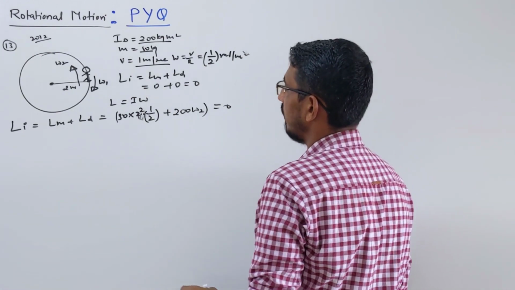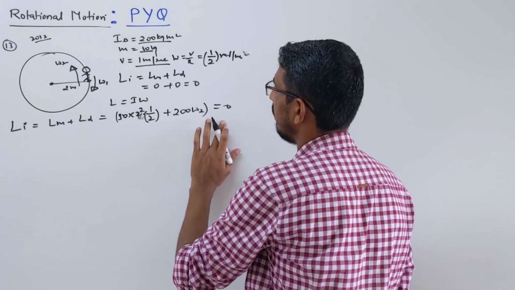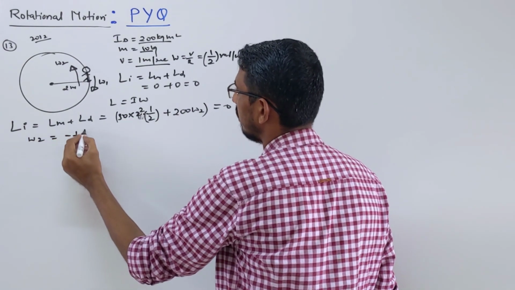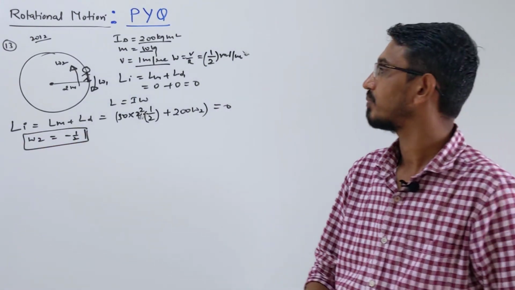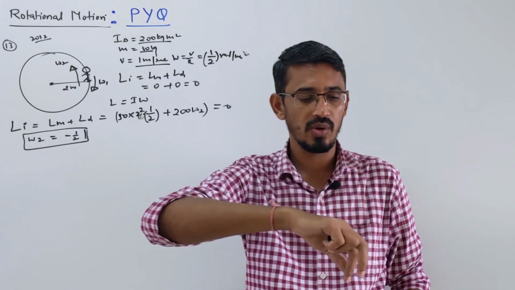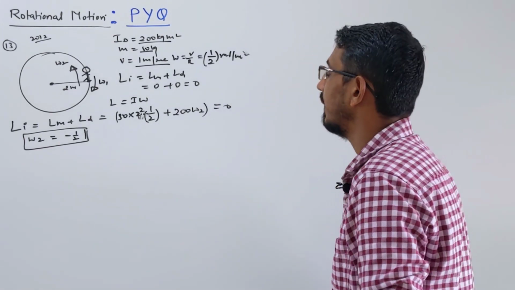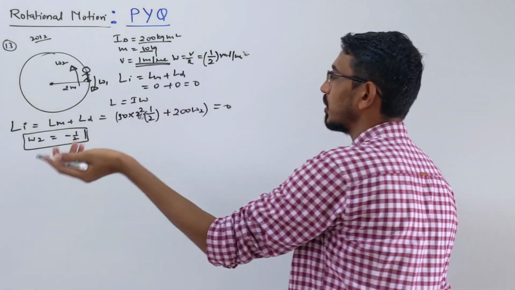So if you watch carefully, this becomes 200 goes that side, cancel, then omega 2 will simply come to minus 1 by 2. The angular velocity of the disc is coming negative, yes, because the man is walking clockwise, so the disc will rotate in what? The opposite direction, or opposite sense, right? Correct.